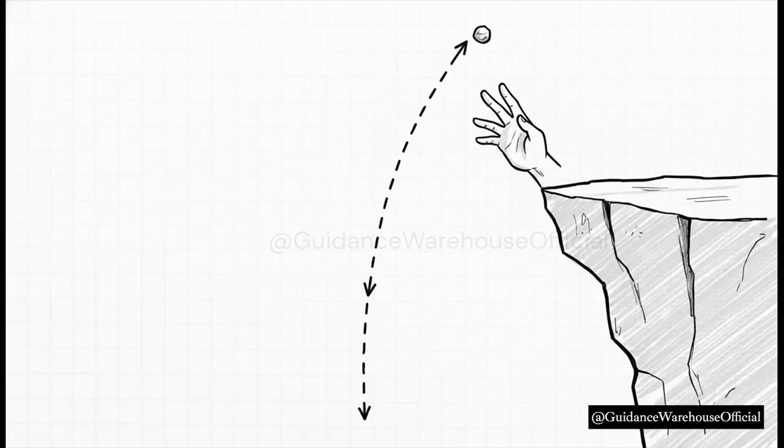Let's make this a whole lot easier with a concrete example. Imagine a person standing right on the edge of a super high cliff. They wind up and throw a rock straight up into the air with an initial velocity of 13.0 meters per second.